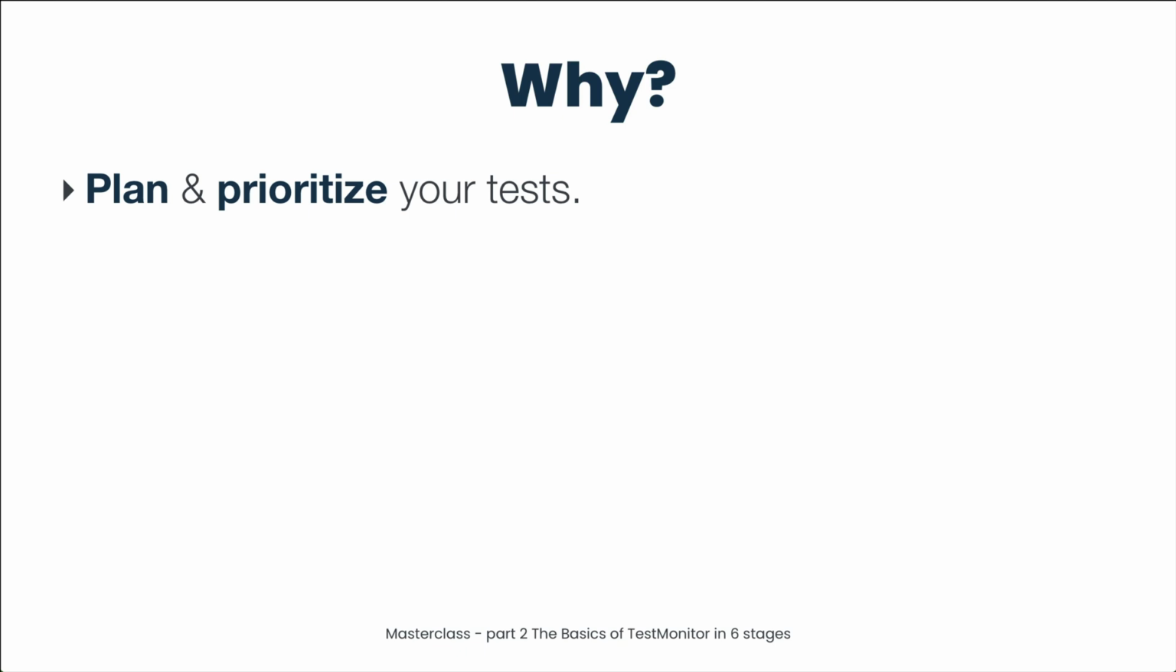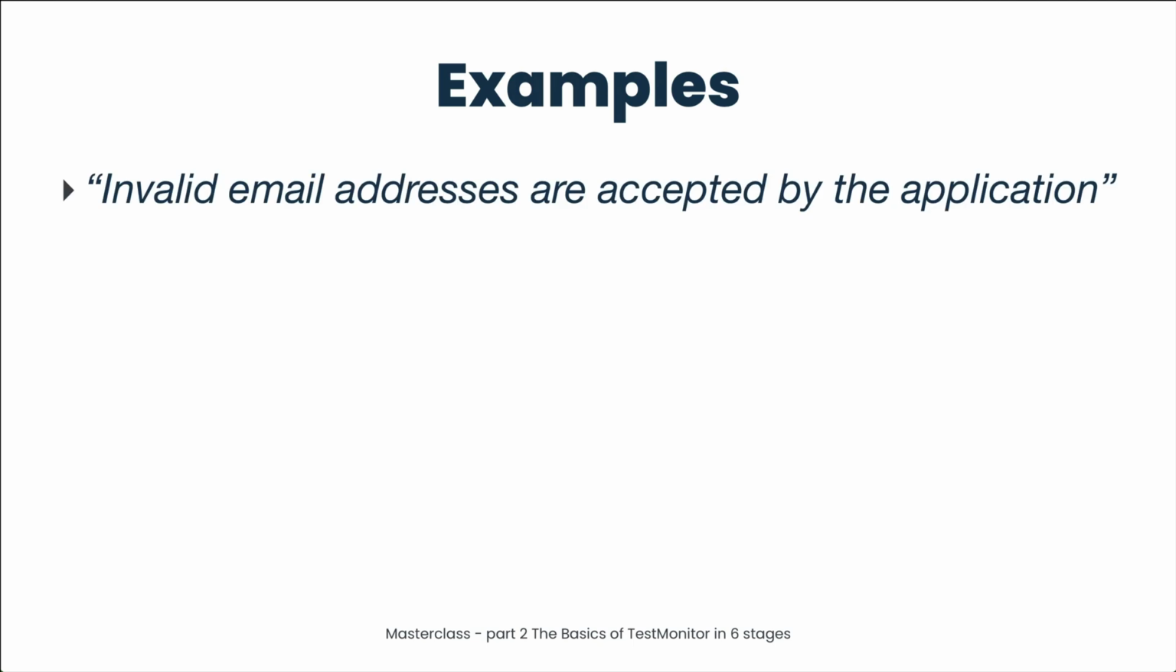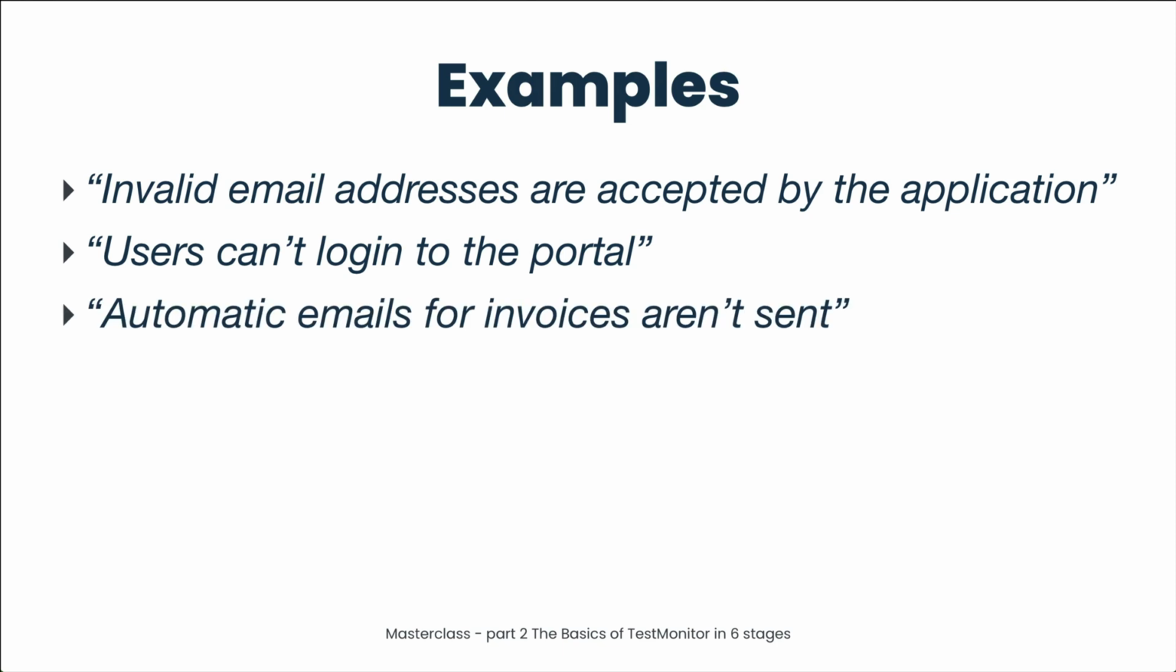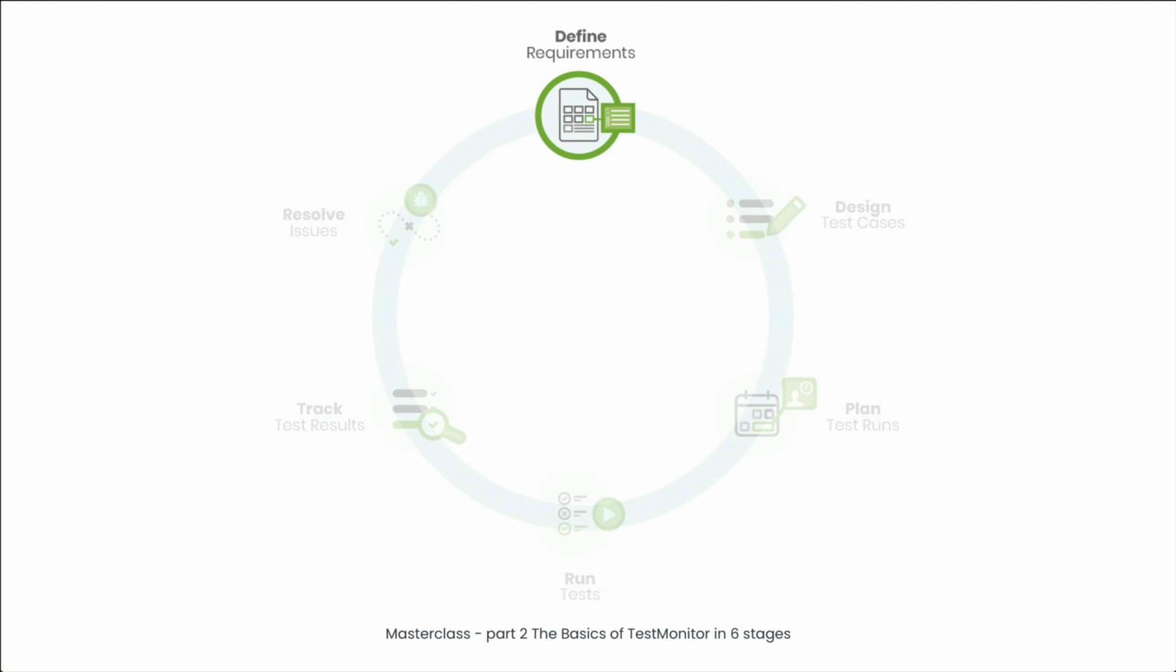And, like requirements, they can be used to group related test cases, test results, and issues for risk-based reporting and communication. Here, you see some examples of risks. They come in all sorts and forms. Some of them deal with data integrity, others with application security, and some can pose a financial risk to you or your organization. In a way, risks are the exact opposite of requirements. You want to make sure each requirement is met, and at the same time, you want to make sure that each risk is avoided. This concludes the first stage of TestMonitor.